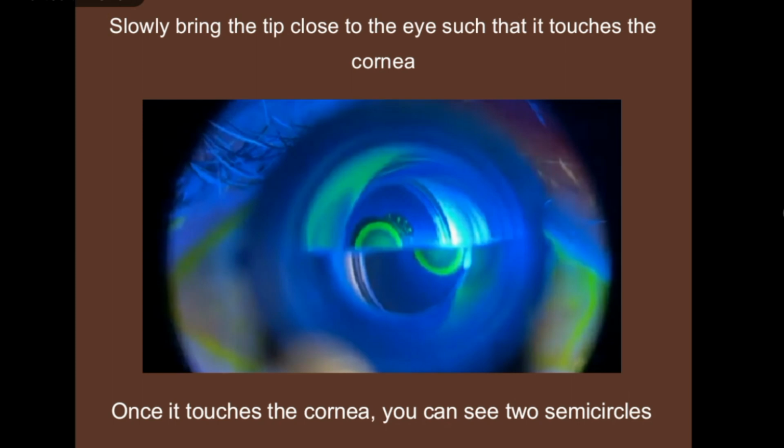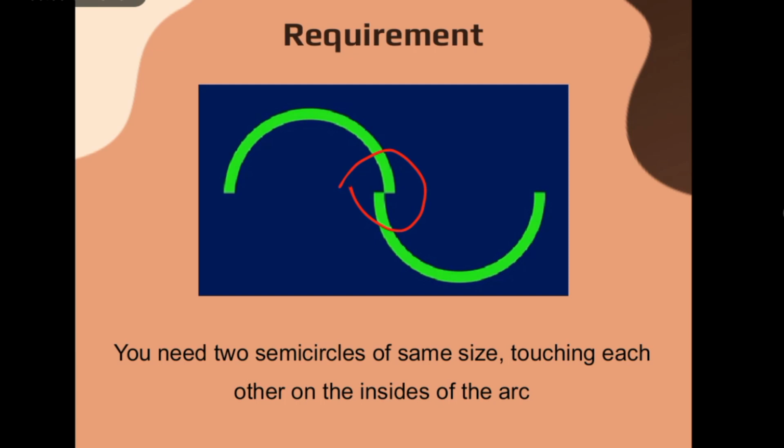Make the prisms horizontally straight, turn on the blue light, and now go slowly towards the patient's eye and touch the cornea. When you just touch the cornea, you will see these two semicircles. Touch the cornea very carefully. Again I am saying, you must not be very fast while touching the cornea. You have to see very carefully that the patient's cornea does not get damaged. So be very careful while touching the cornea. So now what is the requirement?